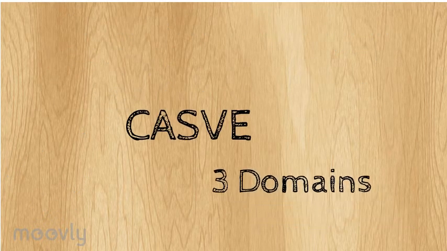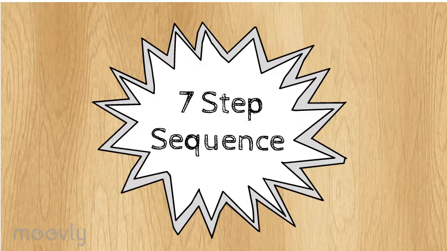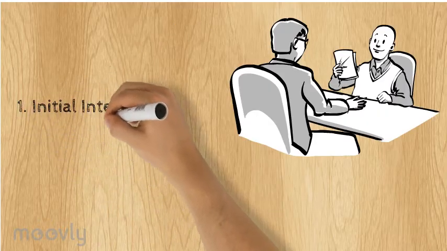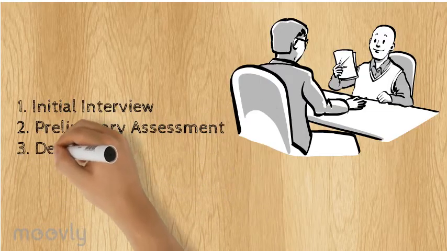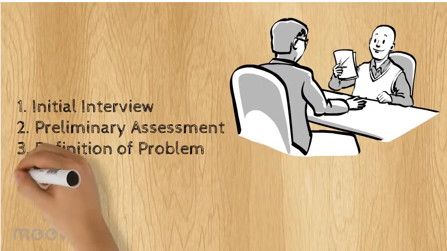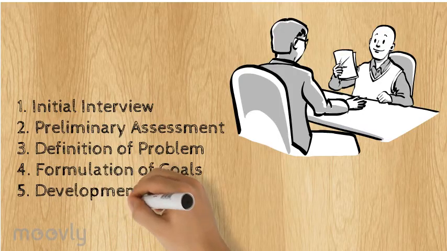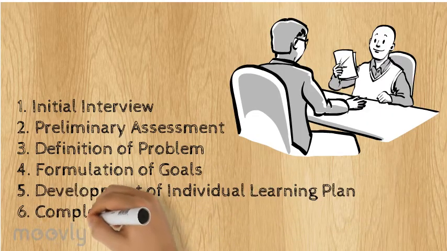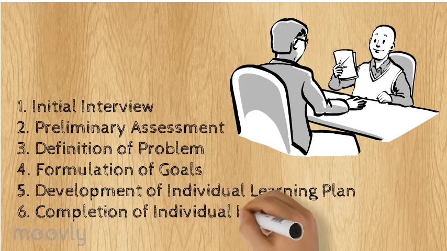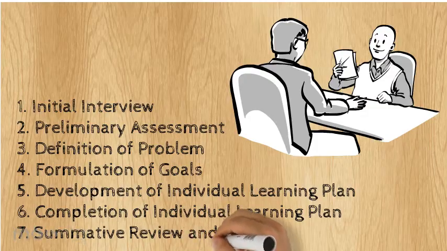Counselors can use CASVE in the three domains within the 7-step delivery sequence to represent the stages of counseling. The first stage is the initial interview. The second stage is the preliminary assessment. The third stage is the definition of problem and analysis of causes. In the fourth stage, counselor and client formulate goals. The fifth stage is the development of an individual learning plan. The sixth stage is the completion of the individual learning plan. In the seventh stage, there's a summative review and generalization.